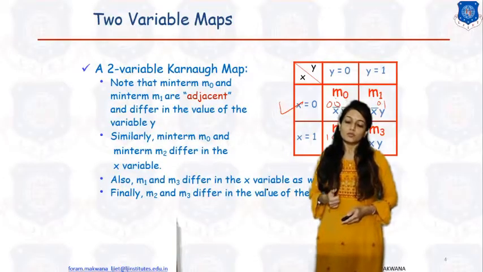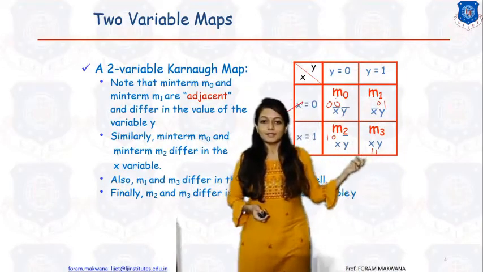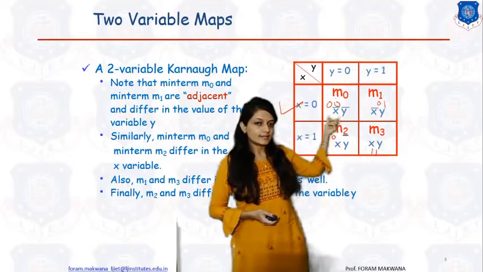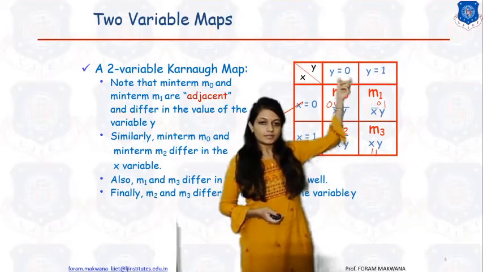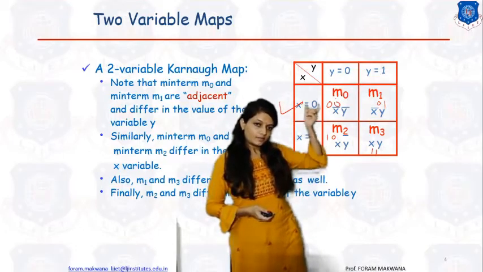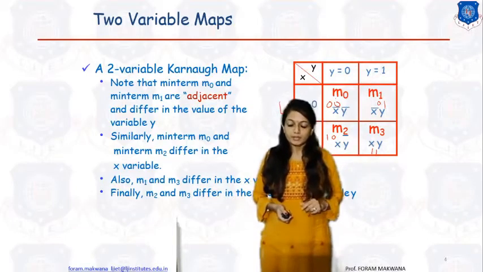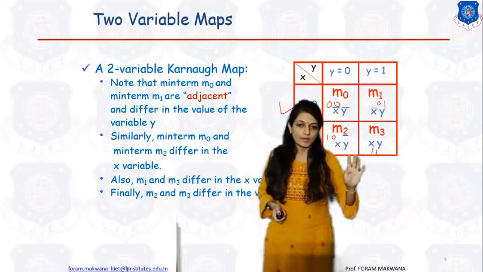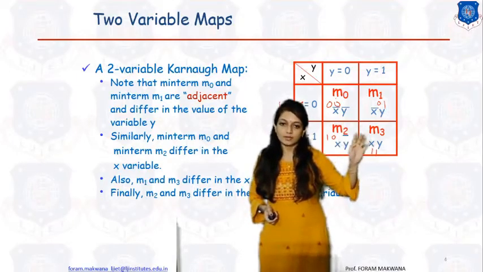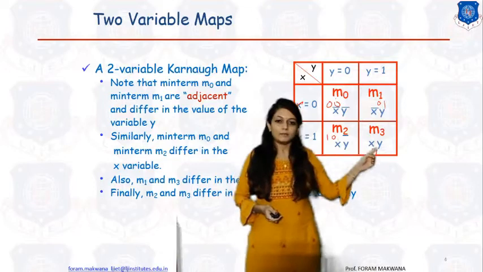So first of all, we are going to focus on the 2 variable K-map. Now what does it mean? A 2 variable K-map indicates it has 2 variables, x and y. x has 2 values, x is equal to 0 and 1, y is equal to 0 and 1. So we will get a total of 4 squares, right? 4 minterms. What is a minterm, we have discussed already. M0, M1, M2 and M3.